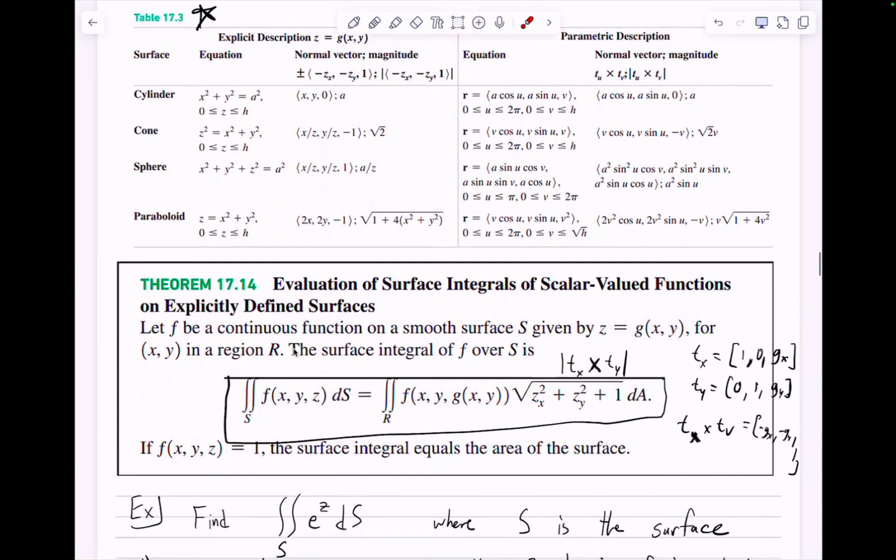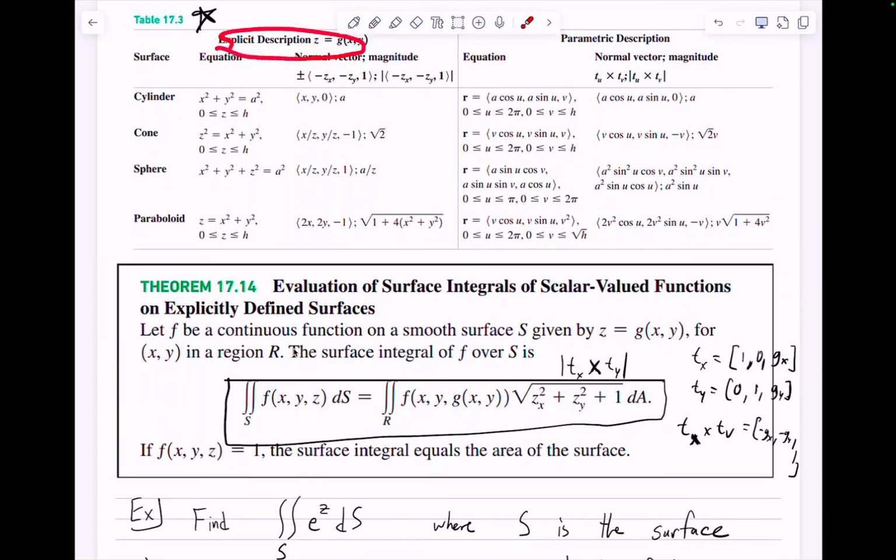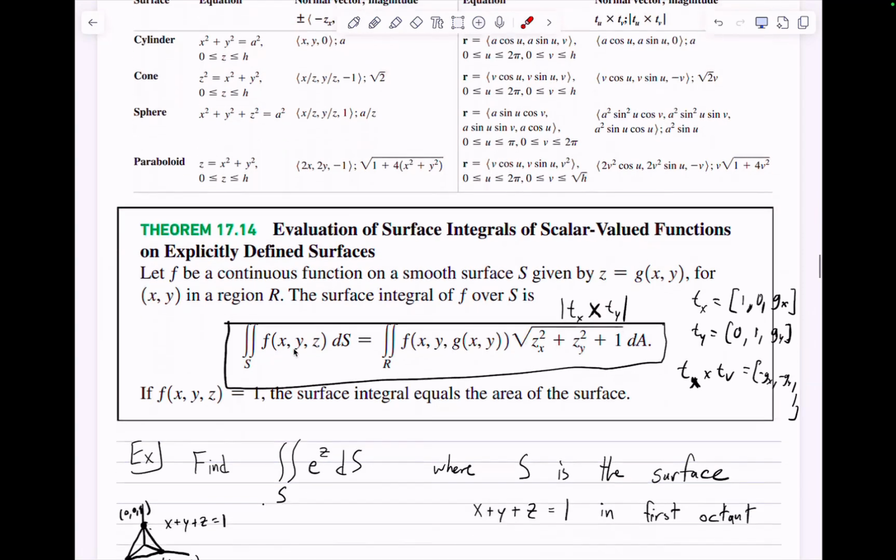There's really a nice way to do these because the normal vector, when you have an explicitly defined surface, is negative z_x, negative z_y, 1, which means the magnitude is the square root of z_x squared plus z_y squared plus 1. And so that gives us a nice formula.